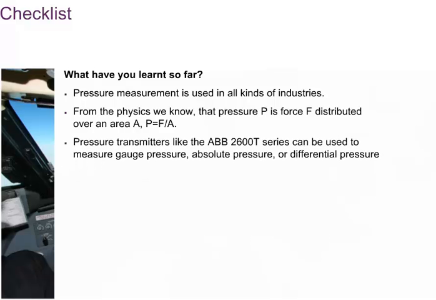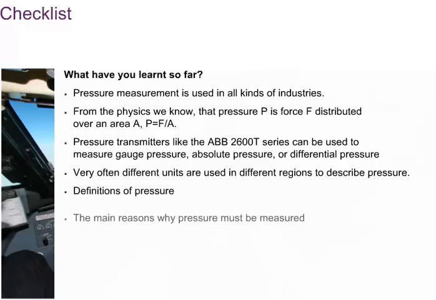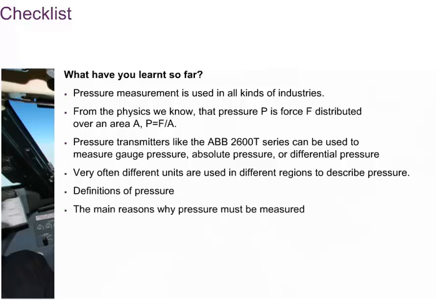Pressure terminology, reference pressure. Pressure transmitter can be used to measure various forms of pressure. It can be used to measure gauge pressure, absolute pressure, or differential pressure. Although pressure should be expressed according to the International System of Units in Pascal, for example kilopascal, megapascal and so on, very often different units are used in different regions. Definitions of pressure. The main reasons why pressure must be measured.